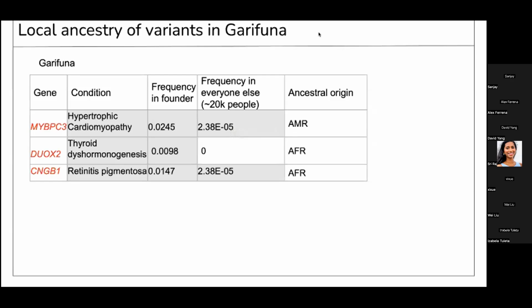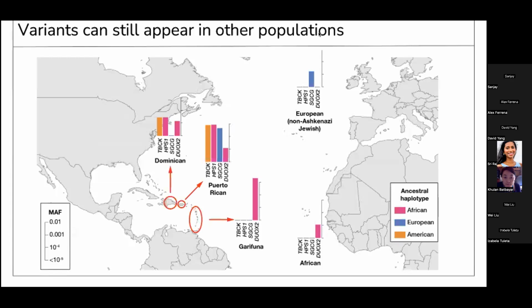And so I'm also going to show you a little bit about the local ancestry of variants. So we identified a few variants that are enriched in this population that are annotated to be pathogenic. And if you look at the segment of DNA where those variants are located in Garifuna, one of these is located on a portion of the genome that comes from the indigenous ancestors. And then a couple of these variants come from the African ancestry part of their genomes. And what's really cool is that you can even trace this back to the places of origin.